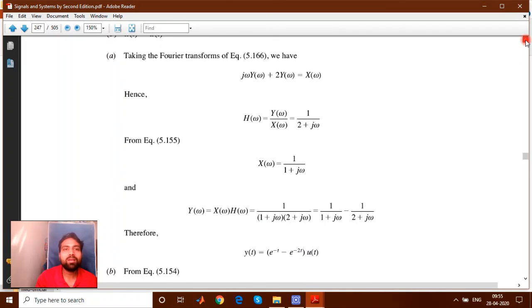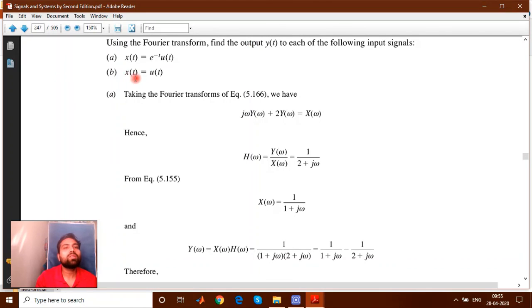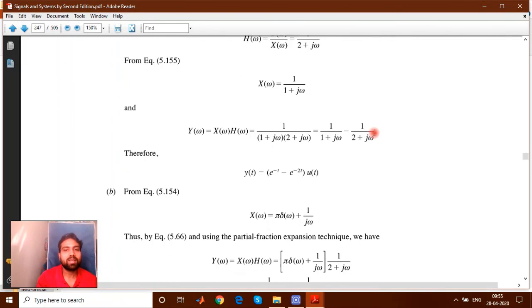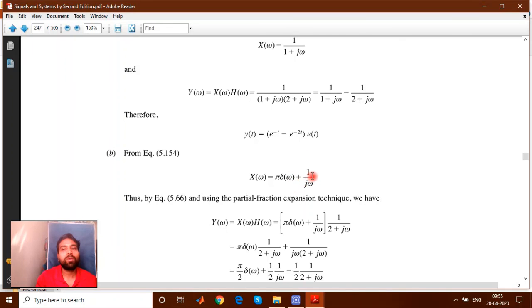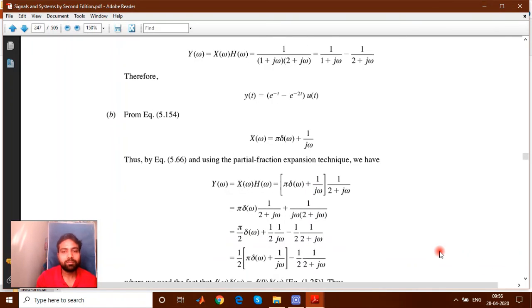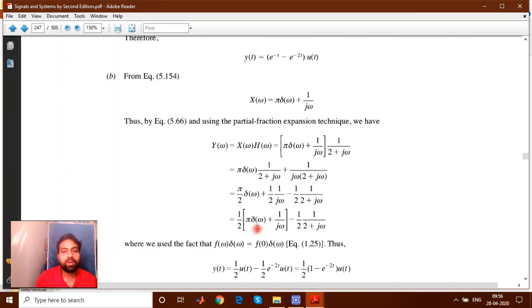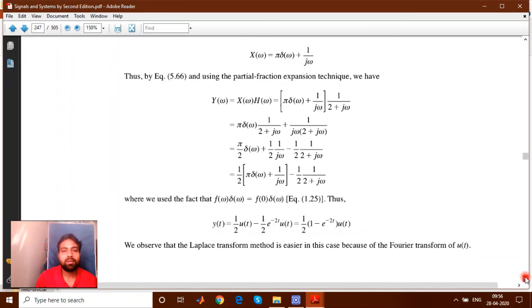Similarly, the same can be done for the second also, where x(t) equals u(t). So we have to find out X(omega). What is X(omega)? In this case, X(omega) is nothing but pi delta(omega) plus 1 upon j omega. Simplifying this, again Y(omega). Now this H(omega) is already defined here. This value we have, and multiplying this with this one, taking partial fraction. Now we finally have this Y(omega), getting partial fraction, and again taking the inverse Fourier transform, we can get y(t) equals this one.